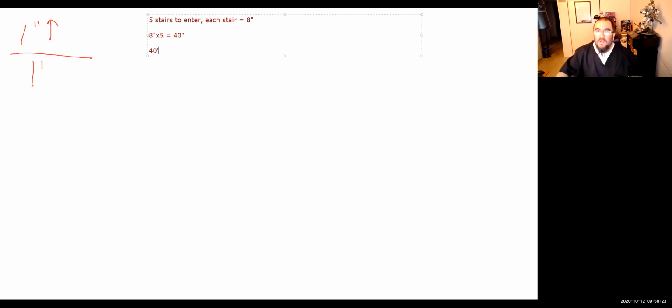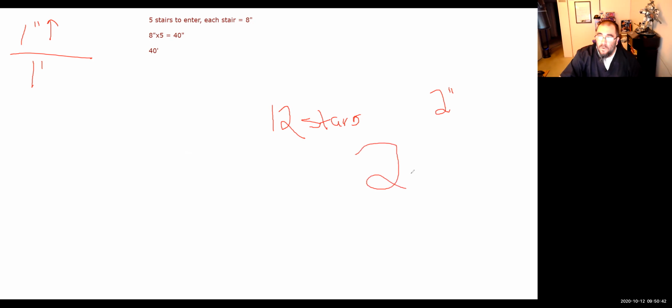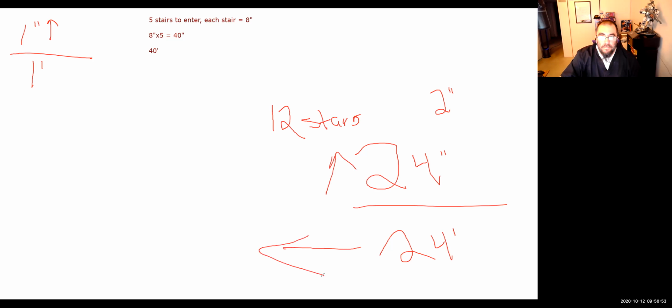You have to be able to go, if I give you a number of stairs and a height of a stair, so I may say the patient has 12 stairs to enter, and each stair is 2 inches high. They're really tiny stairs, but let's just say it is. Well, you know that you've got 24 inches of stairs there. So that means you need 24 feet of ramp. For every 1 inch we go up, we go out 1 foot. That's it.